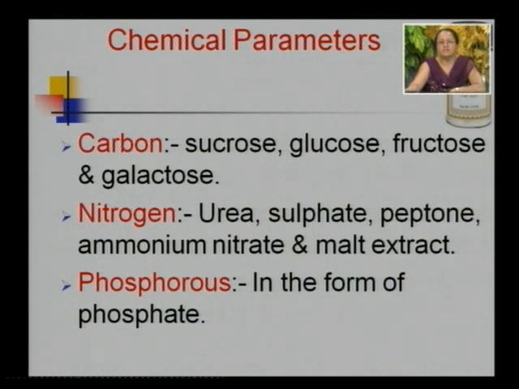Nitrogen also helps in increasing citric acid production, and it will be in the form of urea, sulfate, peptone, ammonium nitrate and malt extract. Besides that, the nitrogen which is required is around 0.1 to 0.4 grams per liter. Phosphorus in the form of phosphate is used for citric acid production.